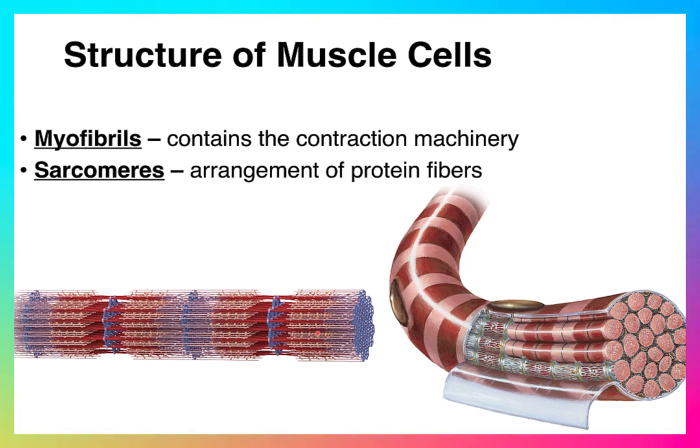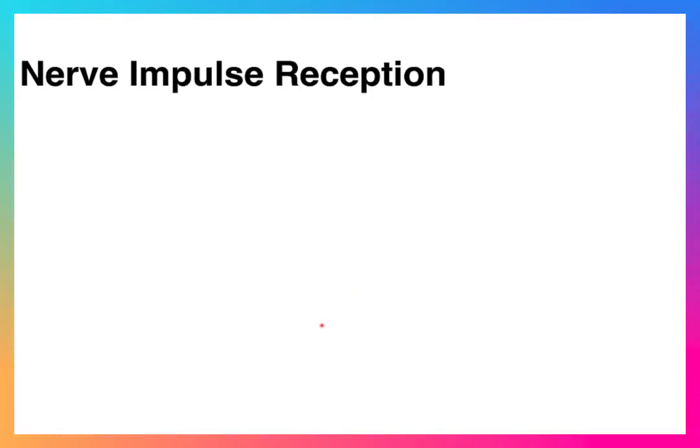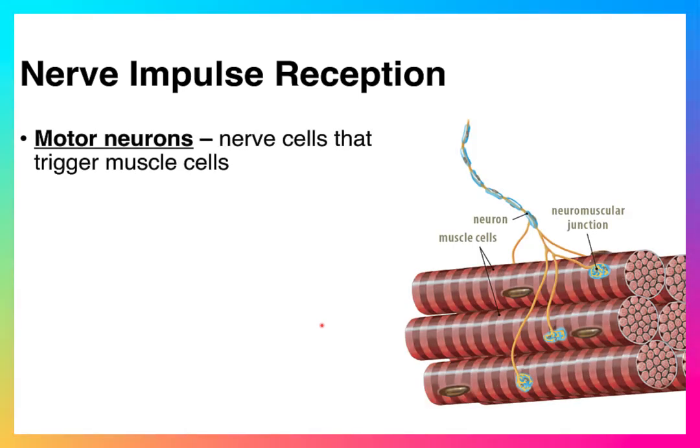Now, how does a muscle cell actually decide it's going to contract? Well, there's something called a motor neuron. The motor neuron is a nerve cell that's responsible for triggering muscle cells. And next week when we talk about the nervous system, I'll probably talk about this some more. But this is an example. This is the neuron itself.